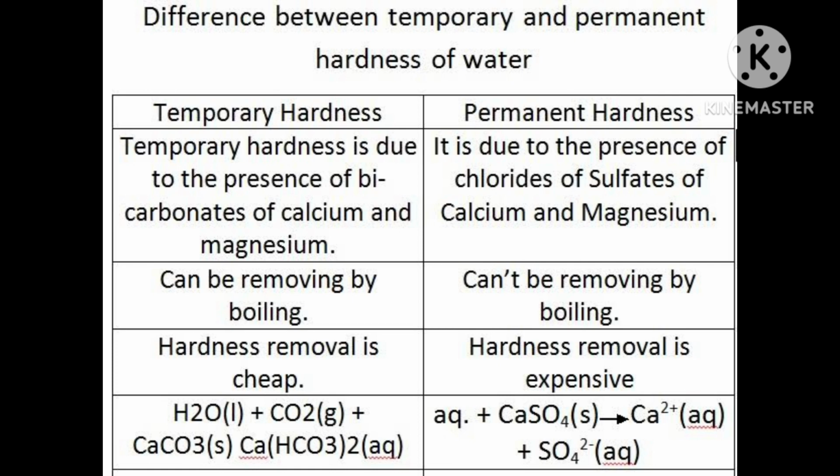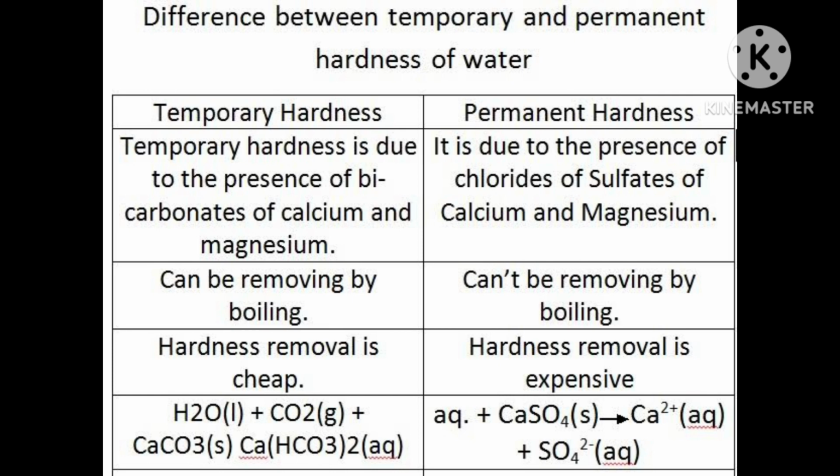Both are temporary hardness, because both are bicarbonate. Calcium bicarbonate is 10 milligram, magnesium bicarbonate is 20 milligram. And how much is the total temporary hardness? 10 plus 20, 30 milligram per liter. This is the temporary hardness, 30 milligram per liter.